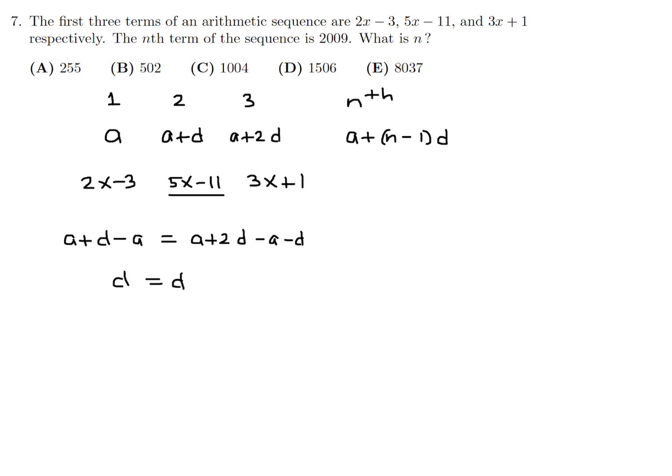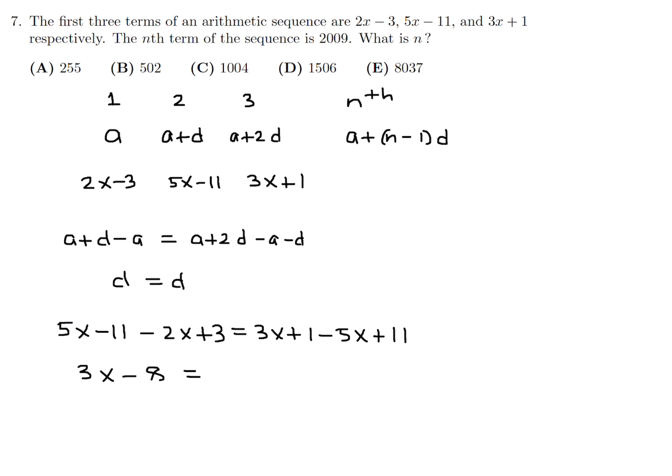That means that this minus this is equivalent to this minus that. So 5x minus 11 minus 2x plus 3 is equivalent to 3x plus 1 minus 5x plus 11. So let's see here. This gives me 3x minus 8 is minus 2x plus 12. 5x is therefore equal to 20, and therefore x is equal to 4.